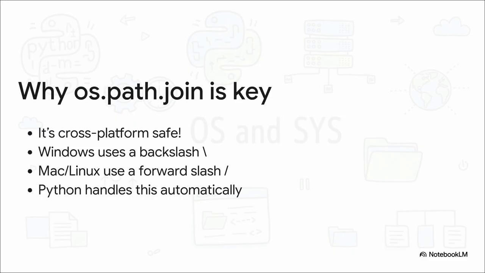So why is this such a big deal? Well, because your code might run on different computers, and not all computers speak the same language. See, Windows uses a backslash for its file paths, but Mac and Linux, they use a forward slash. If you hard code one or the other, your script is going to break on a different system. os.path.join is like a universal translator. It automatically uses the right slash for whatever computer it's on. This is non-negotiable for writing code that works everywhere.